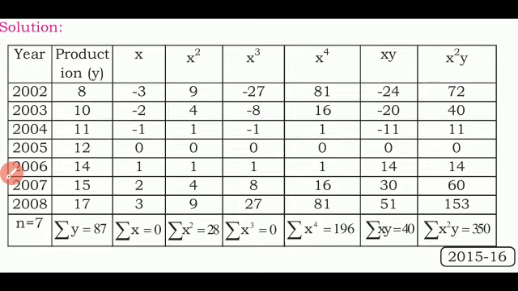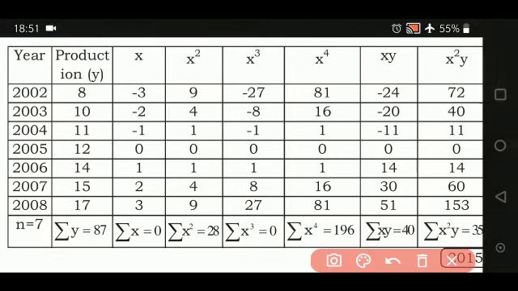You're going to make your x square column here. That is -3 into -3 is going to be 9. -2 into -2 is going to be 4. -1 into -1 is going to be 1. This is going to be 0. 1 into 1 is 1. 2 into 2 is 4. 3 into 3 is 9. And summation of x square value is 28.